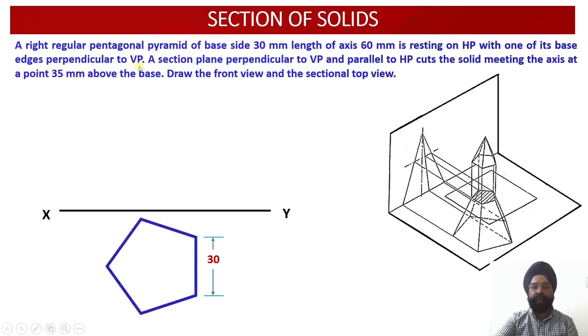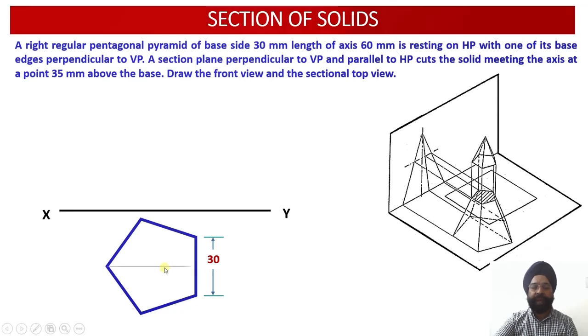So this data has been provided to us, a section with one of its base edges perpendicular to the vertical plane. So here we have one of the base edge of the pentagon, it is lying perpendicular to the vertical plane or the XY reference line. Now since this is a pentagonal pyramid which is resting onto the horizontal plane, so the true shape of the base of this pentagonal pyramid, it is a pentagon shape and it will be obtained onto the horizontal plane in the top view. So we are going to draw it below the XY reference line.